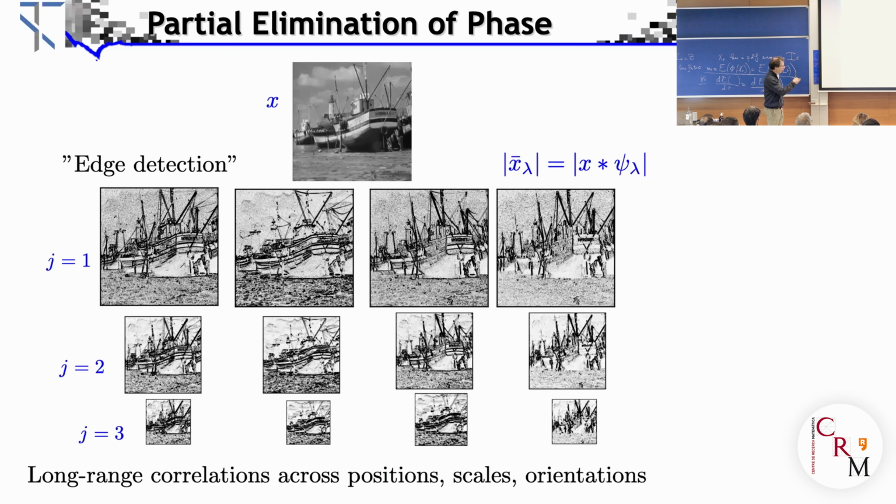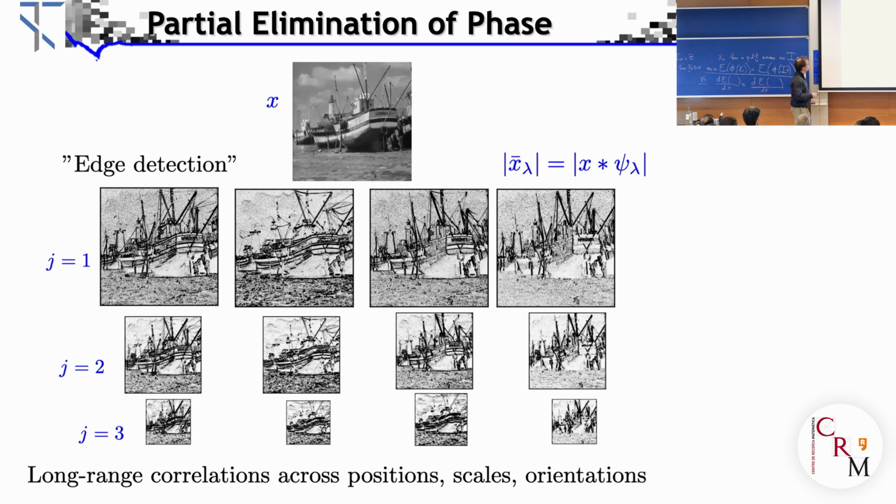Now, one thing you can do that is very simple is to take the modulus of these coefficients. So this is the modulus of the wavelet coefficients. And what appears are edges. And the edges are very similar.